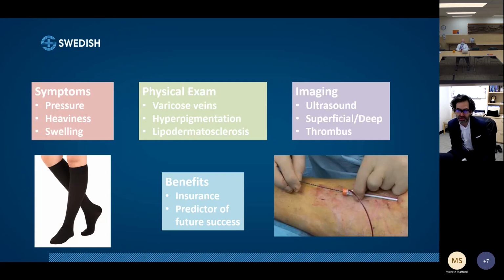So most insurance carriers expect patients to go through 3 months of conservative therapy before considering an intervention. And that's fine. That's just a box to check off. But the other thing that the compression stockings do, in my mind, is it really predicts future success. So when we talk about symptoms, again, they're pretty non-specific.